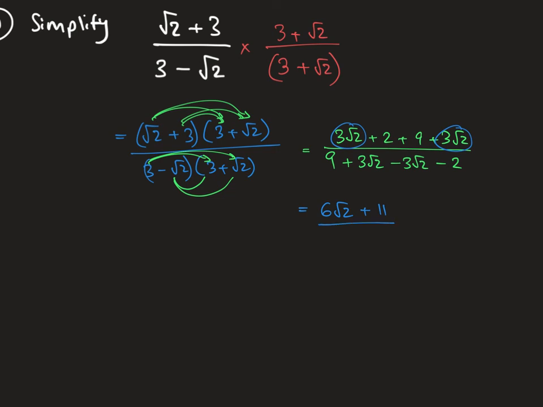On the bottom, we can see that these two will cancel out, so that is 9 minus 2. So our answer here will be 6 root 2 plus 11 all over 7. And there's nothing else that we can do to cancel it, so that is our final answer for this question.